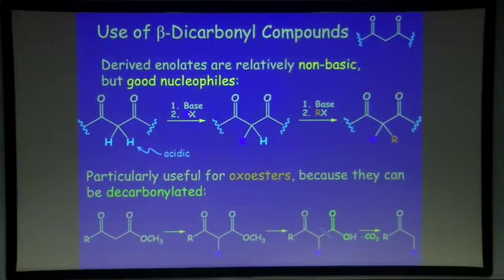You deprotonate with base, hit it with a haloalkane. If there's still a proton left, as shown here, you can deprotonate again and hit it with a second alkyl group. Okay? So you can put in two alkyl groups at these positions.